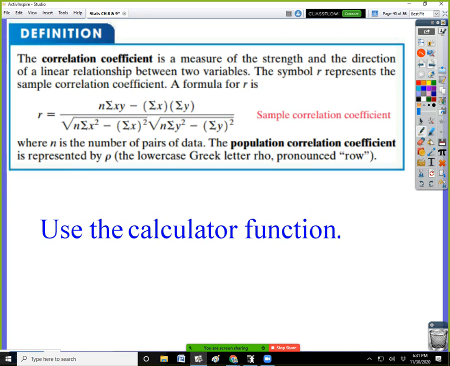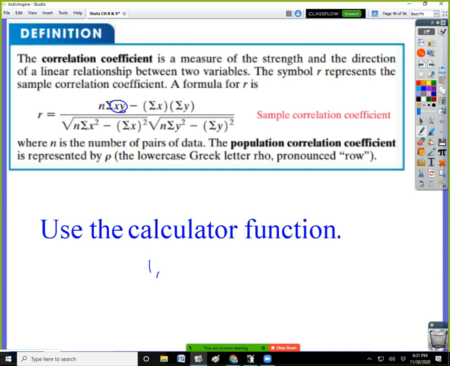The symbol R represents the sample correlation coefficient. The formula. Okay, so let's look at this a minute. First of all, you have to take your X's and Y's, right? You have to multiply each X and Y together and add them all up, right?